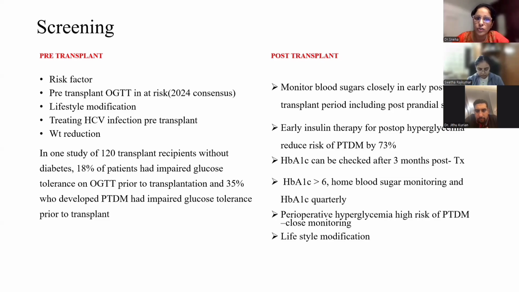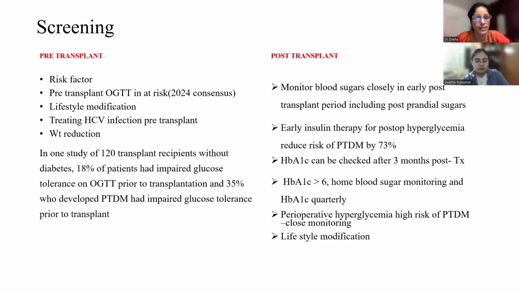So here comes the importance of pre-transplant OGTT, especially in at-risk patients. Post-transplant, monitor the blood sugars closely in the early post-op period, including postprandial blood sugars. Early insulin therapy for post-op hyperglycemia has reduced PTDM by 73% in some studies. And HbA1c can be used after 3 months post-transplant. If the HbA1c is more than 6, go for strict home blood sugar monitoring and quarterly HbA1c monitoring. And if the patient had perioperative hyperglycemia, they are also at high risk for PTDM. They also need close monitoring. Next.